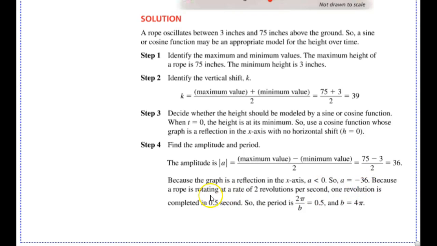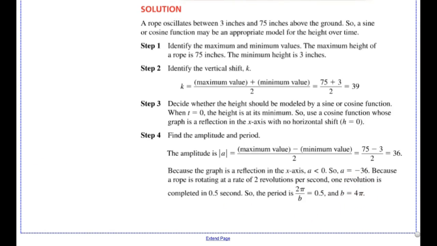So now I can find my period. Because the rope is rotating at 2 revolutions per second, 1 revolution takes 0.5 seconds. So my period is 2 pi over b equals 0.5, because I'm working per second here. Then I can solve for b and I get b equals 4 pi.